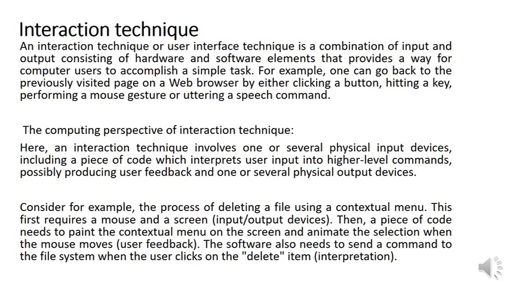Consider, for example, the process of deleting a file using a contextual menu. This first requires a mouse and a screen as input-output devices. Then, a piece of code needs to paint the contextual menu on the screen and animate the selection when the mouse moves, giving user feedback. The software also needs to send a command to the file system when the user clicks on the delete item.